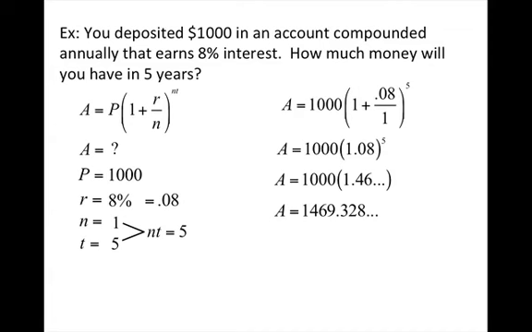Well, I only need the first 3 decimal places because I look at that 8 and I know it's going to round the 2 up to a 3, so I end up with 1,469.33. So that means at the end of the 5 years, I'm going to have $1,469.33.